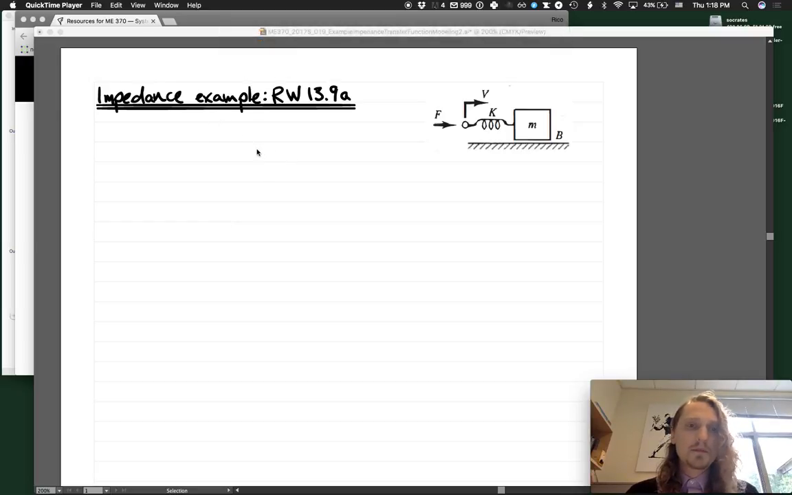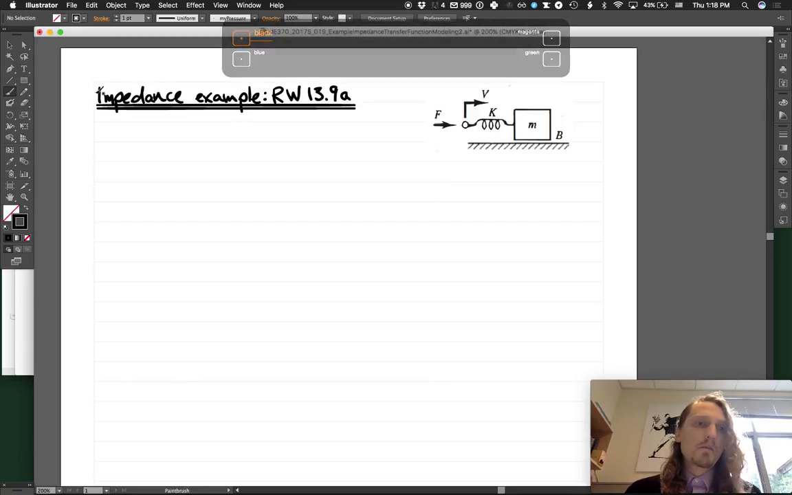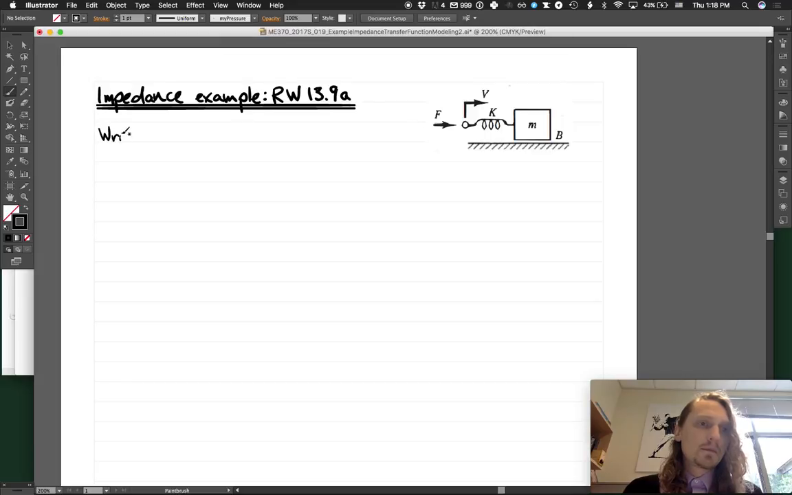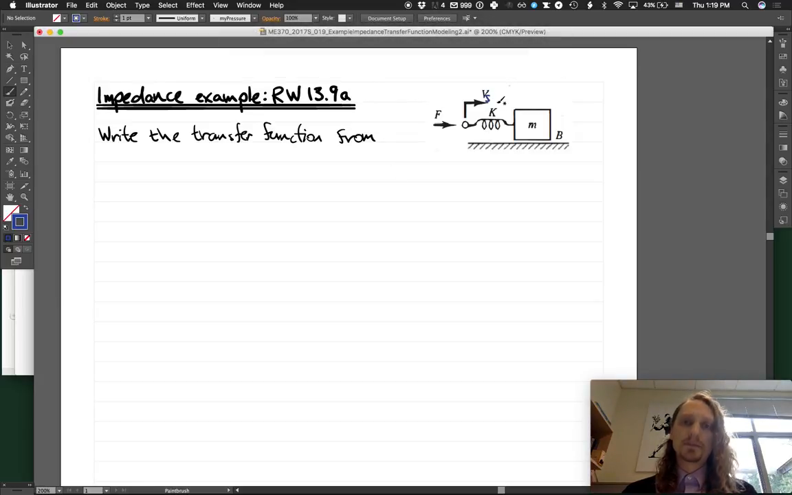In Rowell and Wormley, problem 13.9a, this is the figure from that problem. You are asked to write the transfer function from an input velocity source, Vs, to the velocity of the mass, Vm.